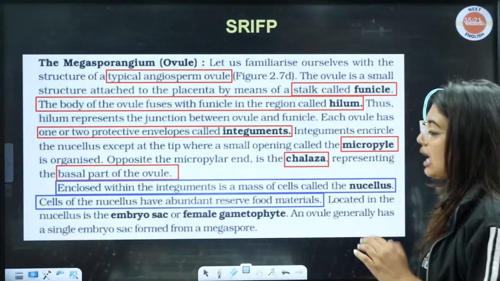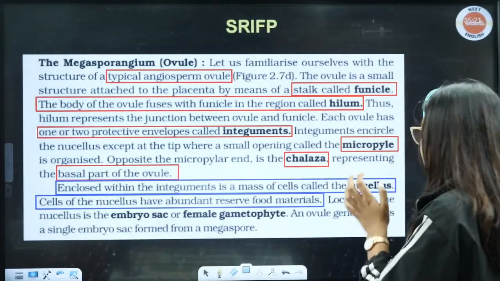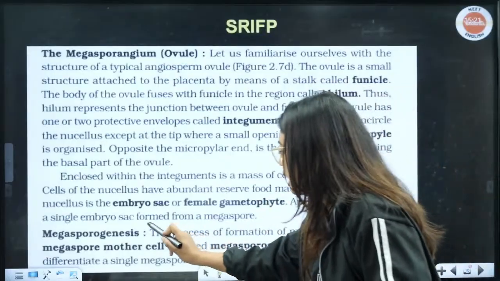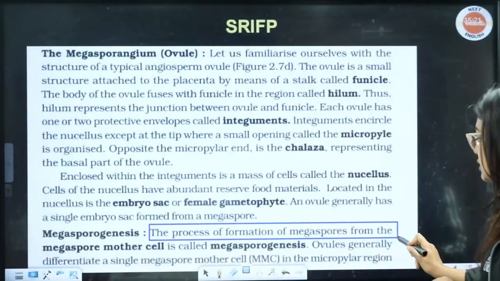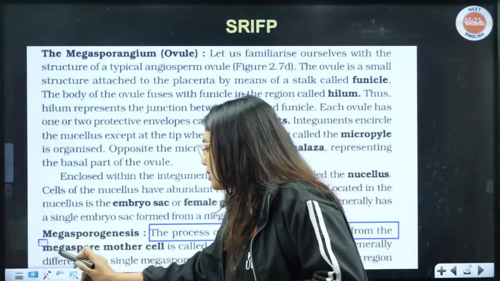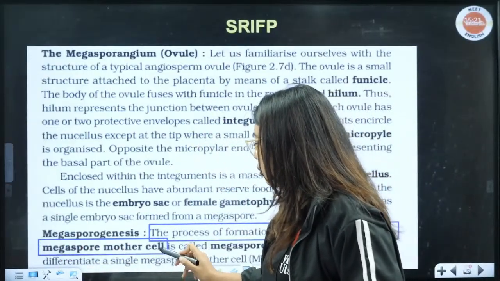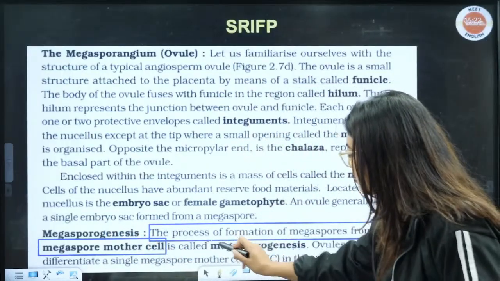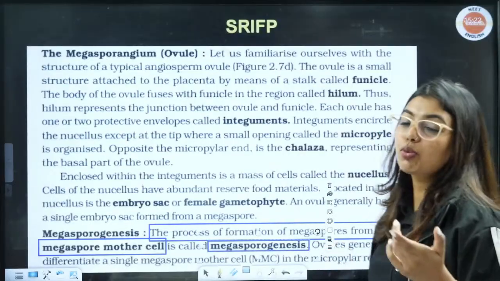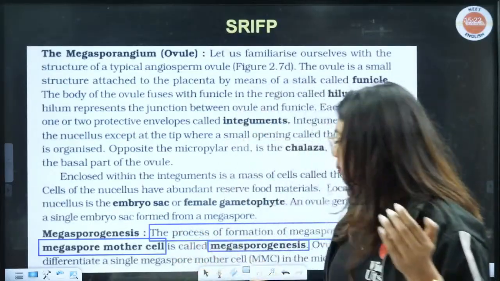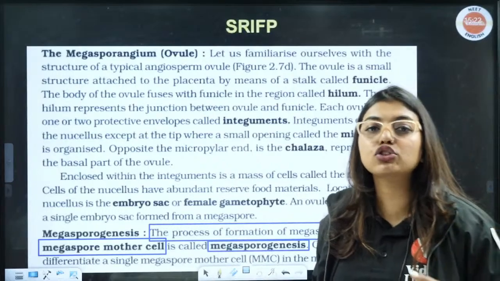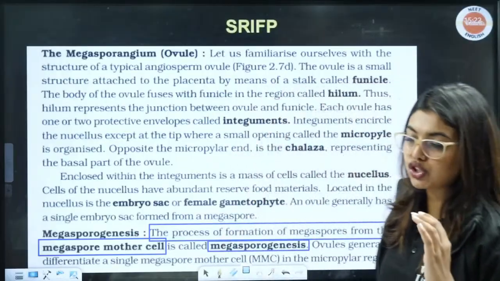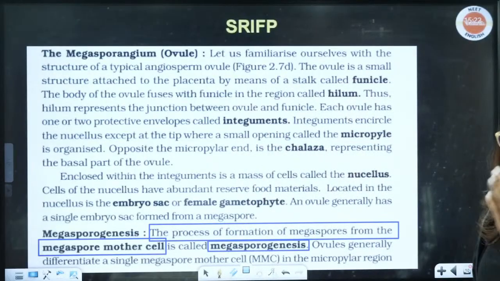And ovule generally has a single embryo sac formed from a megaspore. Now, look here, megasporogenesis. The process of formation of megaspores from megaspore mother cell. From what? From megaspore mother cell. Megaspore mother cell is called as megasporogenesis. So, microsporogenesis is the process of formation of microspores from microspore mother cell or pollen mother cell with the help of meiosis, which is called as microsporogenesis. Here we are talking about megasporogenesis.